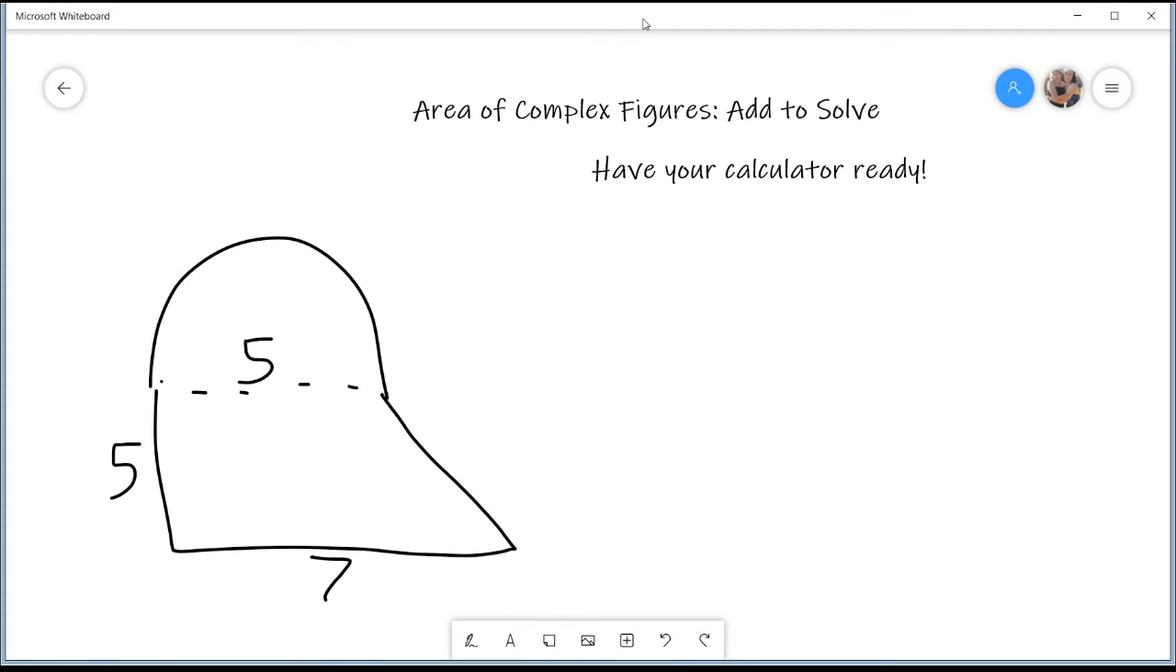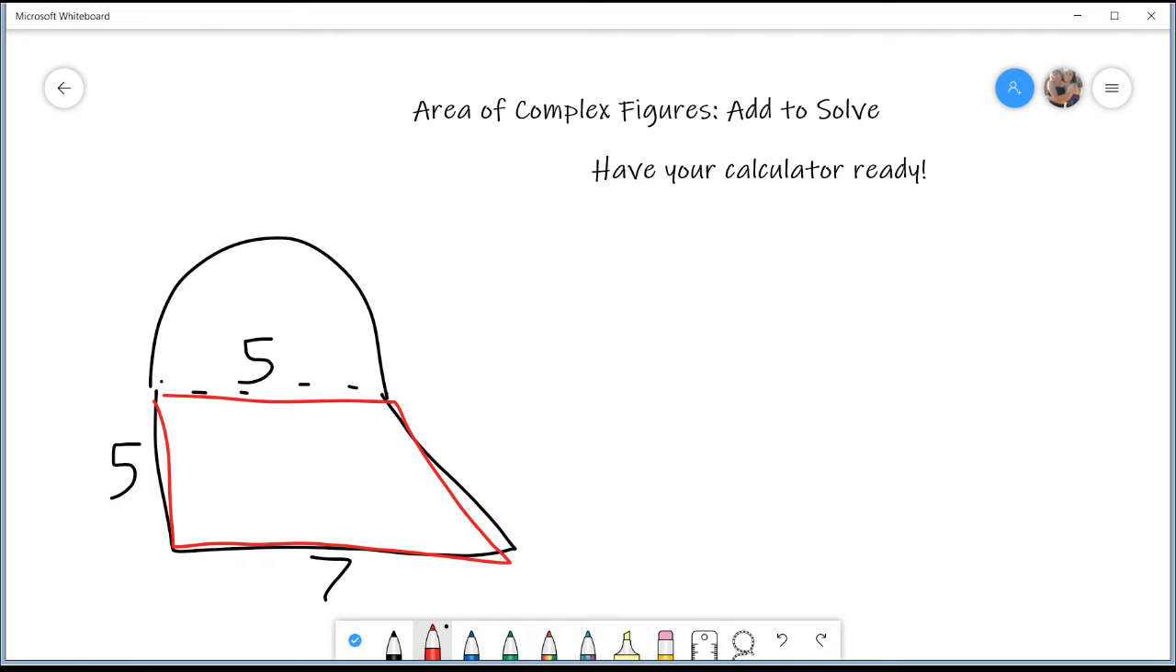We are going to begin our lesson on how to find the area of complex figures, where you have to add to solve. A complex figure is just any type of irregular shape that is made up of more than one smaller shape. In this instance, we have two shapes. We have a trapezoid here, and we have a semicircle here.